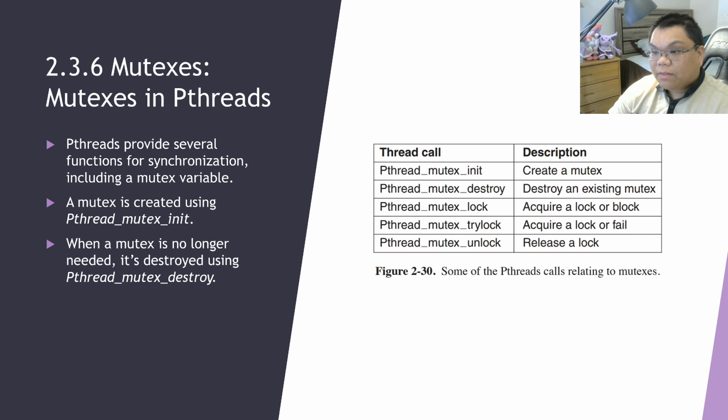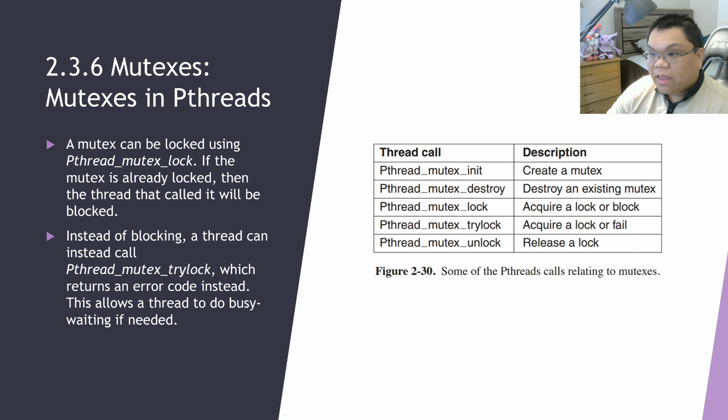We create a mutex using pthread_mutex_init, destroy it using pthread_mutex_destroy. If you want to lock a mutex, then we call pthread_mutex_lock. If it's already locked, then the thread that called it will be blocked. However, instead of blocking, we can instead call pthread_mutex_trylock. That returns an error code instead, in case we ever want to do busy waiting.